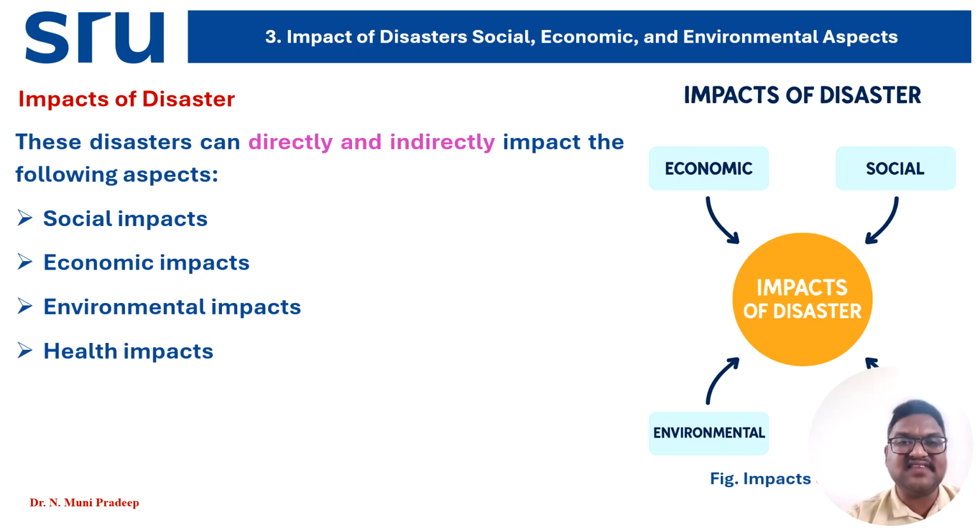See here, one cyclone, but the damage spreads like falling dominoes, from environmental destruction to health crisis, from health crisis to economic collapse, and from economic collapse to very deep social suffering. So that is why disasters are never only physical events. They become human tragedies affecting every dimension of life simultaneously.